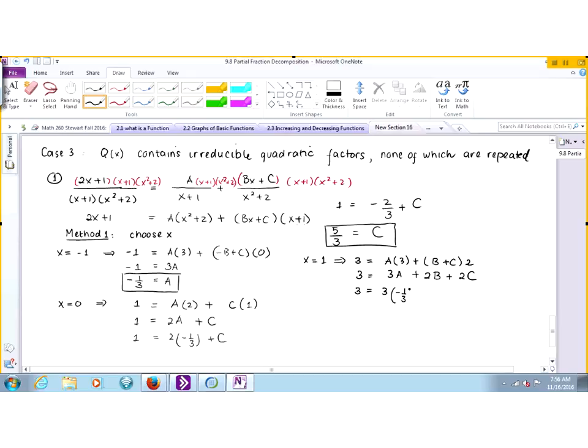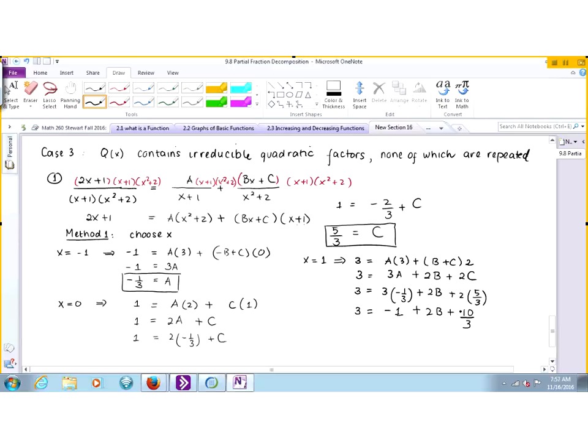So 3 is 3 times -1/3, because a is -1/3, plus 2b plus 2 times 5/3, because c is 5/3. So 3 is -1 plus 2b plus 10/3. If you don't want to deal with fractions, what would you do? Multiply everything by 3. So if you want, you could just multiply everything by 3.